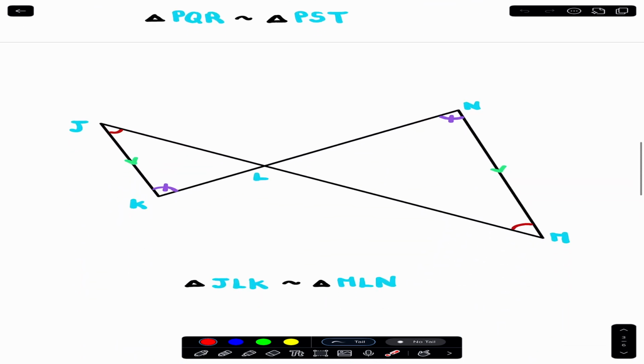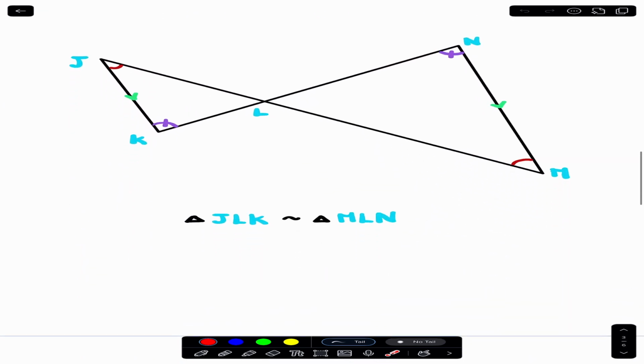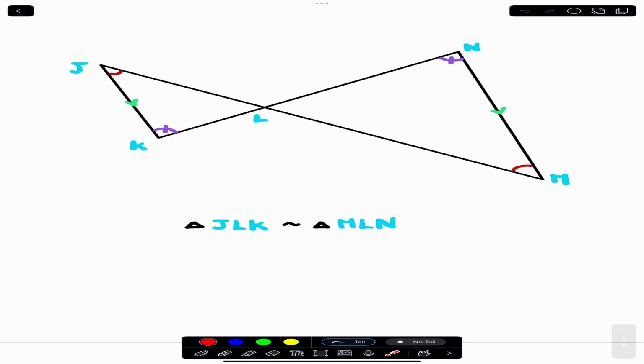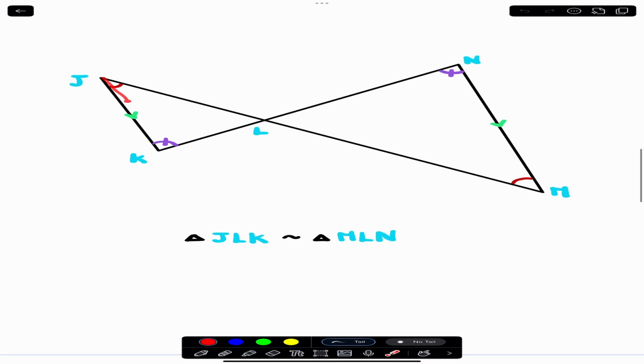Setup number 2 is going to look something like this. So again, we have parallel lines, but this time the triangles sort of look like this. They crisscross.